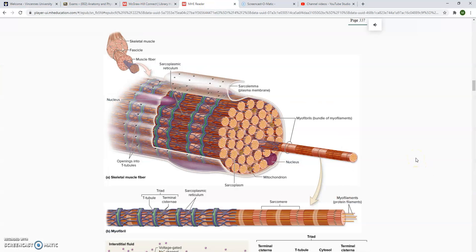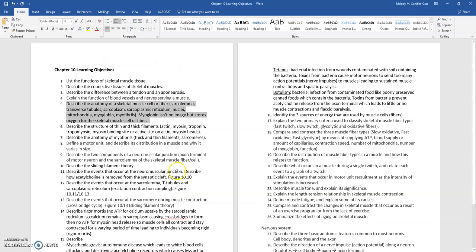All right, so we are in our textbook here, but let me go back to our objectives. We're on learning objective 5 here. We want you to be able to identify the various parts of a skeletal muscle cell. And remember that another name for skeletal muscle cell is skeletal muscle fiber, because of its long cylindrical shape.